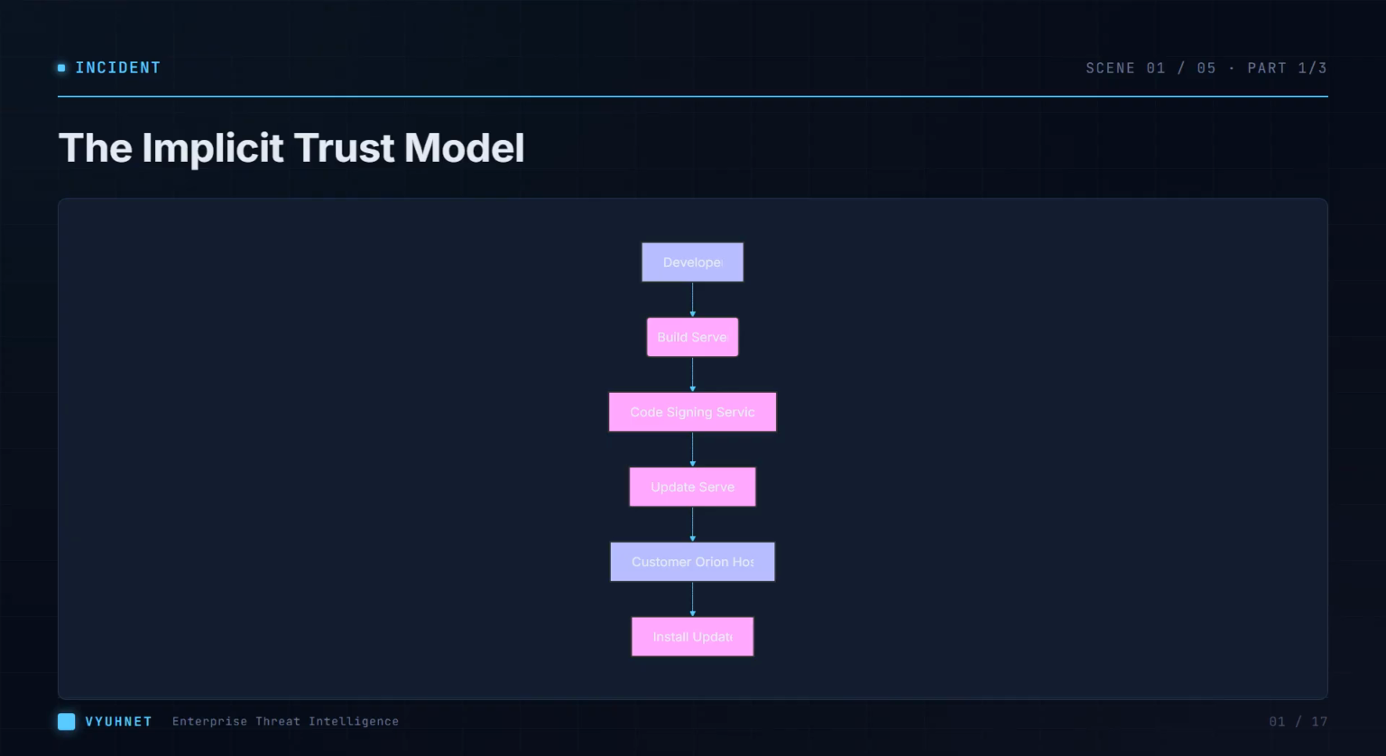You downloaded an update, verified the signature, and deployed it. The assumption was that if the vendor signed it, the code was legitimate. This diagram illustrates that traditional flow. The developer commits code, the build server compiles and signs, and the update server distributes. The customer downloads, verifies, and installs. The fundamental problem here is the single point of failure within the vendor's build and distribution pipeline.